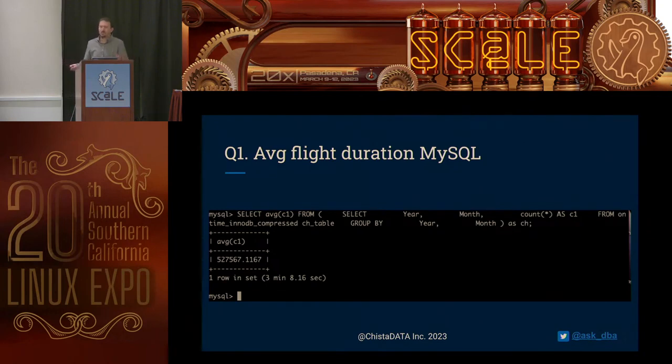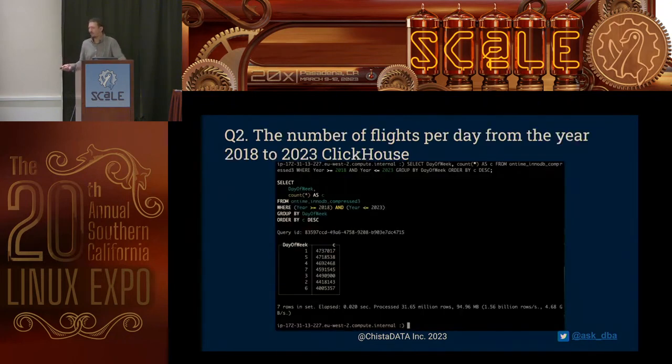Yes, you can optimize. Yes, you can create indexes, but you have to pay the price of having those indexes, and the space and the administration or maintenance of those areas. Even on the next query, the number of flights per day from the year 2018 to 2023, where 2022 is the last one that is published, the last 3 months weren't actually available. So day of the week, this query returned in 0.02 seconds.